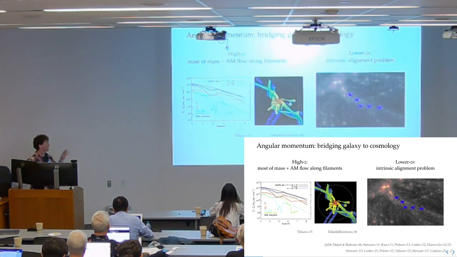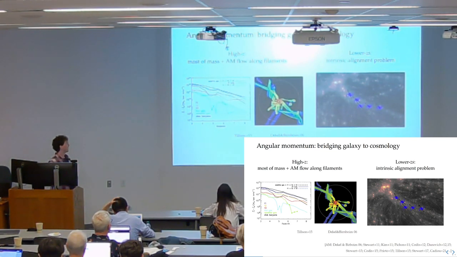And the other thing that I find interesting with angular momentum is that it's the most natural quantity you can get out of the interaction of the anisotropic cosmological environment with the galaxy. And notably, we know that at high redshift, most of the mass, most of the angular momentum is flowing along filamentary structures, which means that if we want to understand high redshift disk formation, we need to understand how angular momentum is created via torque with the cosmic web and how then it flows into the galaxy.